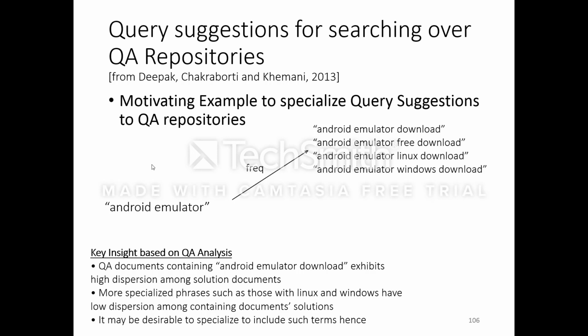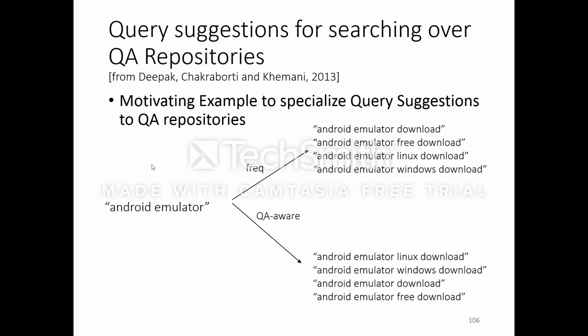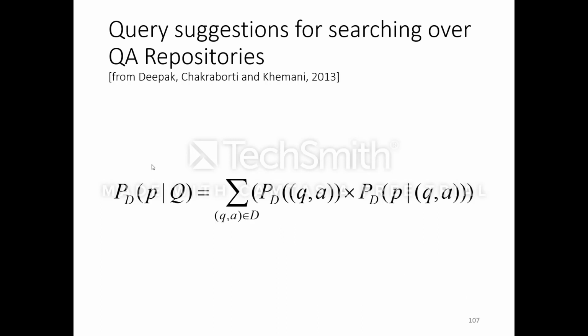In another sense, it is to say that we'll sway the user towards those queries to which the case space has good answers, right? Okay, so in this case, if you do a QA-aware kind of prioritization, you might get a different kind of ranking, which could look like this: "Android emulator Linux download", "Android emulator Windows download", etc. Let's look at the model itself.